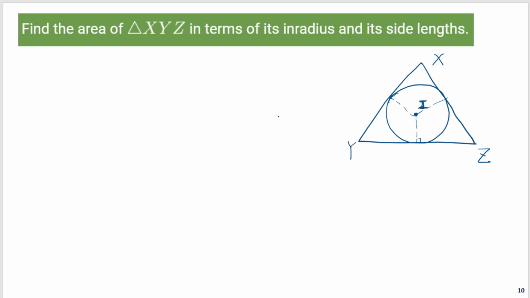Okay, so suppose the incentre is point I, and IR is perpendicular to XY, IQ is perpendicular to XZ, and IP is perpendicular to YZ. Of course, IR, IQ, IP are the inradius, right? So if we know the inradius is R, can you find the area of triangle XYZ in terms of R? Any ideas?